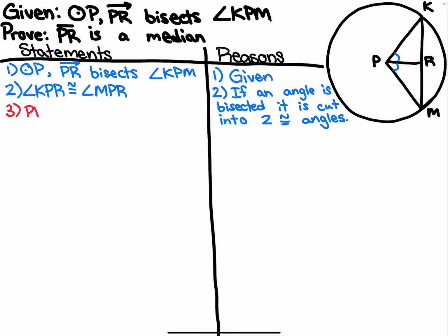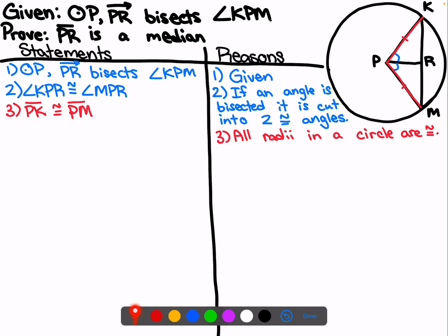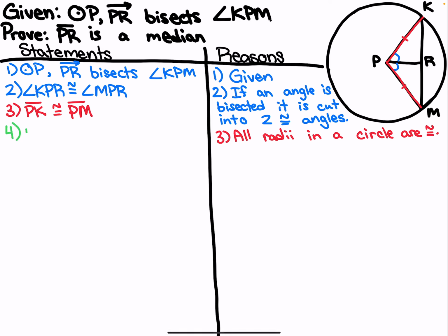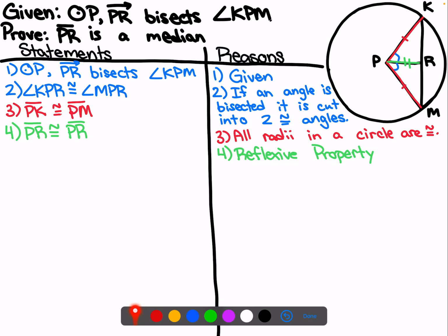So I can say that PK is congruent to PM because all radii in a circle are congruent. The last thing that we have here is something that's shared by both triangles, and that's segment PR. Segment PR is congruent to itself by the reflexive property, which will allow us to say that these two triangles are congruent. So reading our congruency statements, we have a side, an angle, and a side.